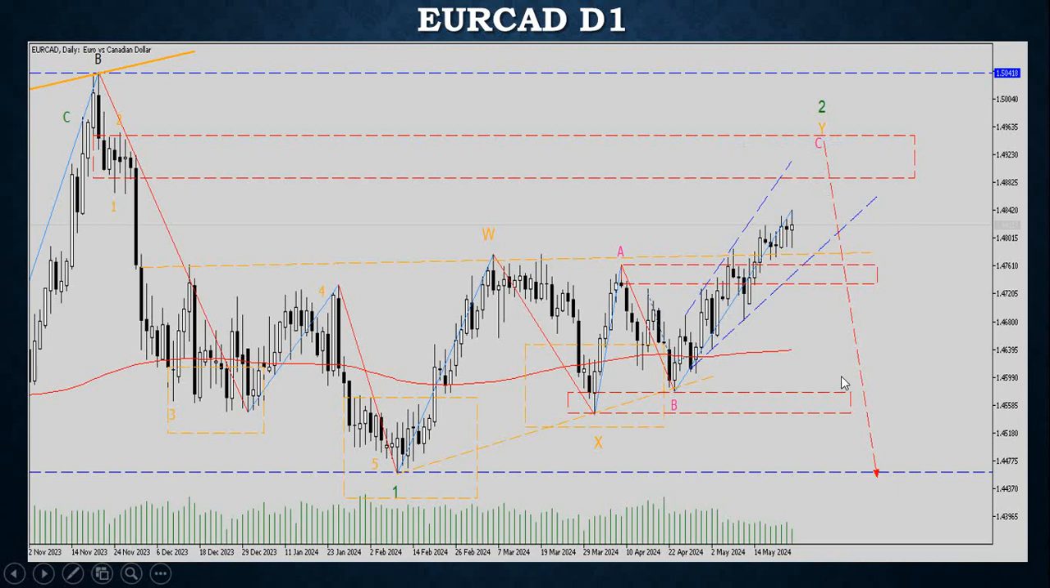Okay, so traders, that is all I have for Eurocad. I'm expecting this trade maybe to play out next week, because now it's Thursday, so it's quite impossible for it to play out this week. So I'm expecting this setup to play out next week.